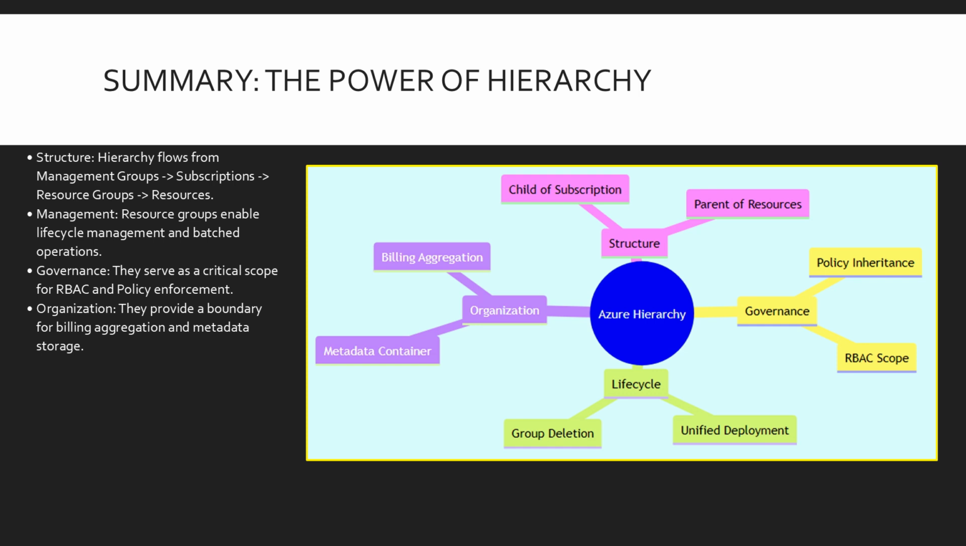Our final mind map centers on the Azure hierarchy. It branches into 4 key benefits. Governance covers policy inheritance and RBAC scope. Lifecycle includes unified deployment and group deletion. Organization highlights metadata containment and billing aggregation. Finally, structure confirms its place, child of subscription and parent of resources.